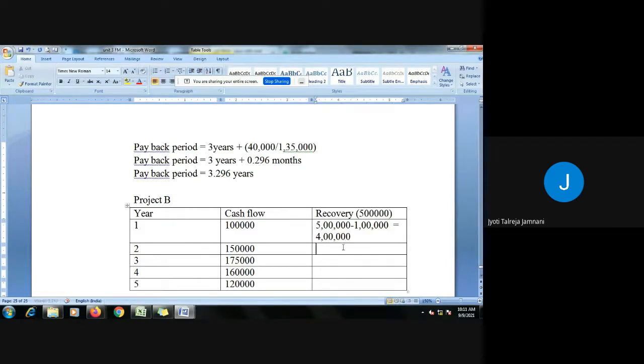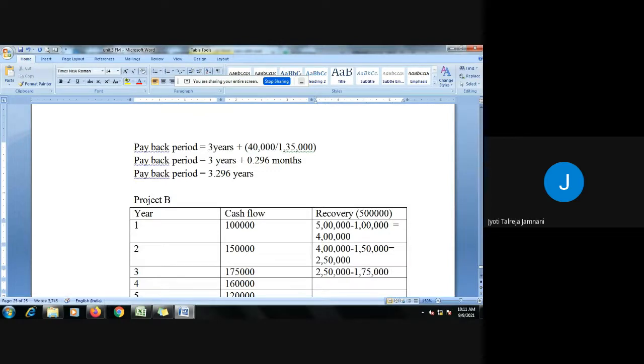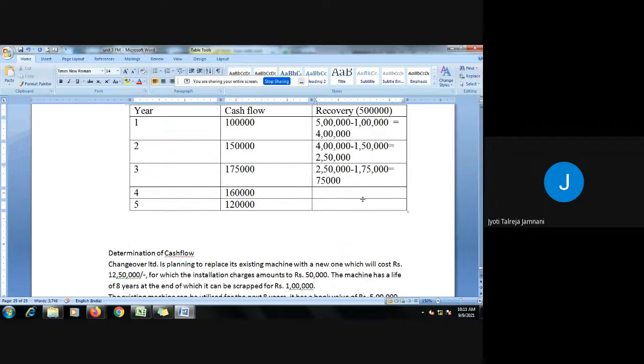Second year, 4 lakh minus 1 lakh 50,000, which is equal to 2 lakh 50,000. Third year, 2 lakh 50,000 minus 1 lakh 75,000. So 2 lakh 50 minus 1 lakh 75, you get 75,000. Now in the fourth year we need only 75, but we have 1 lakh 60, so we don't need the full fourth year. We need 3 years plus something.